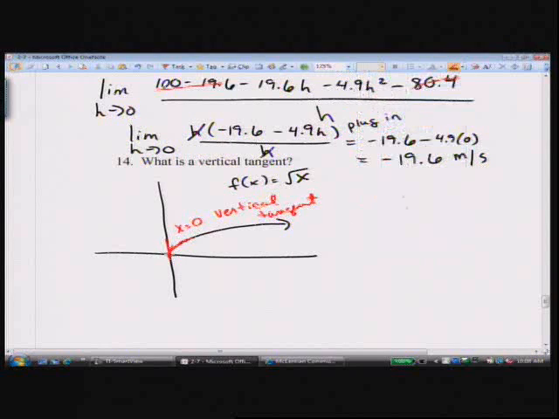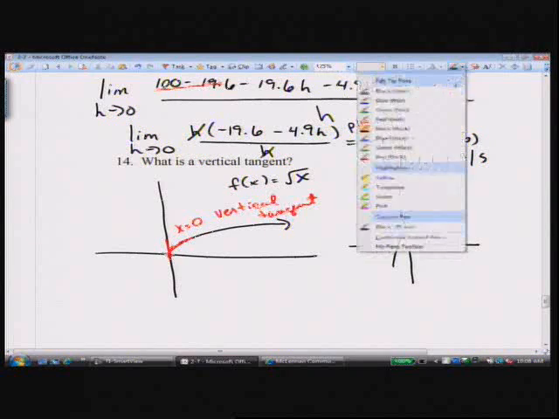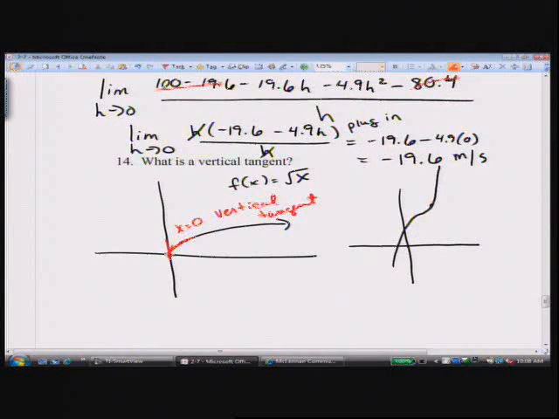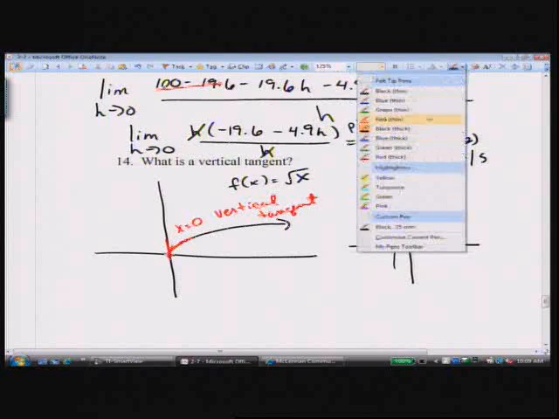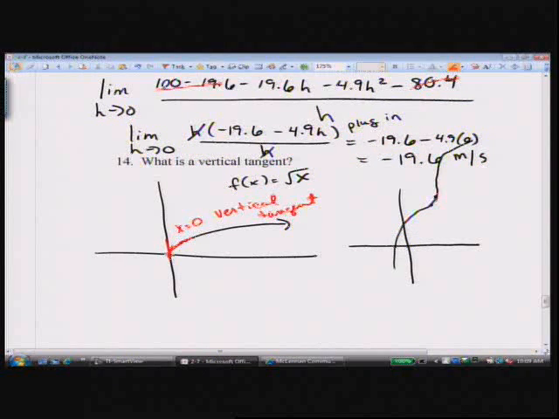Other functions that have vertical tangents sometimes look like they're kind of like S's, and they just get really, really steep. And so you can say that they have a vertical tangent there. It's not necessarily a cubic function. It's a little bit different function. Anywhere that the graph just gets almost straight, and then it might back off. So right there, wherever it goes vertical, that's a vertical tangent.